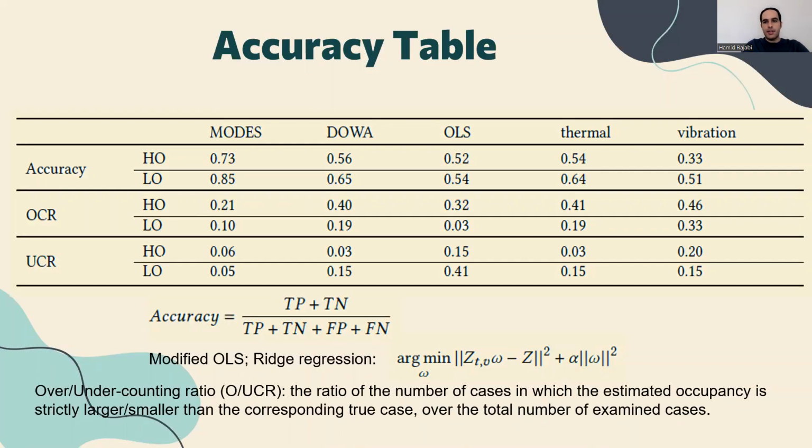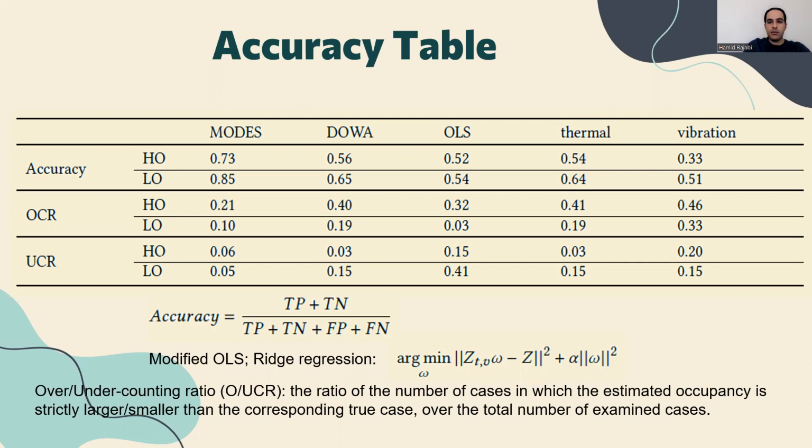In this table, we see the classification accuracy, overcounting, and undercounting ratios for 4 different data schemes: the vibration and thermal inputs, the DOA, and the final estimate of the MODES system by the particle filter. We also have the ordinary least squares method, the OLS, as a state-of-the-art late sensor fusion method for comparison. By the way, we applied ridge regression to make the OLS more robust against inaccurate estimates in regression.